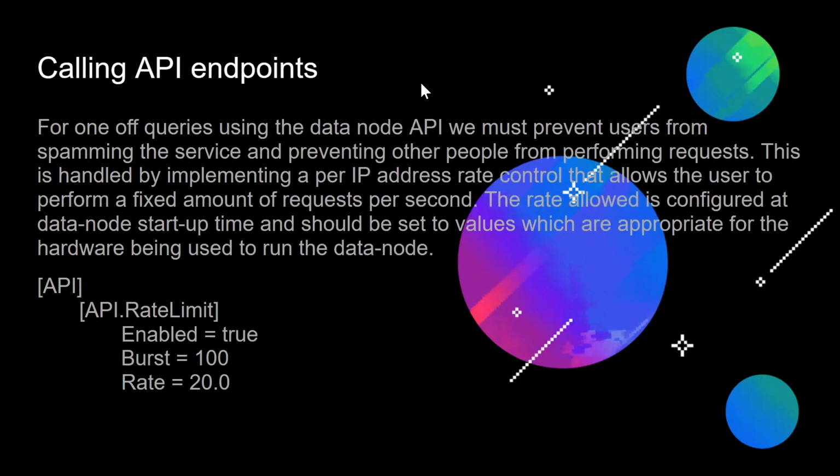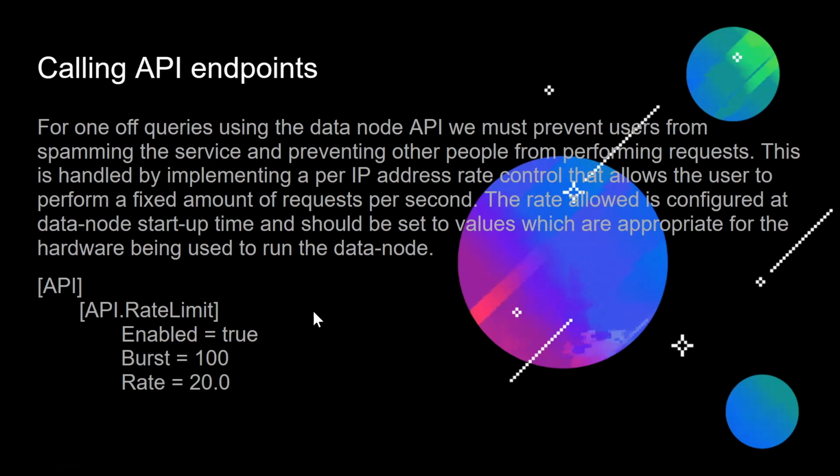And last is just calling the API endpoints. So these are one-off data lookups. And for this we have a rate limiting system built in. When this is enabled, we have these two settings, burst and a rate. Every time an API request is made, we take away one from that burst value. So the burst value is like the max. And then every 1 second, we increment that bucket or burst value by the rate limit.